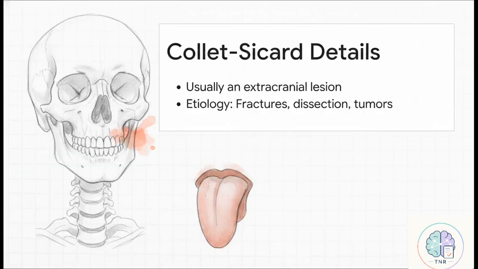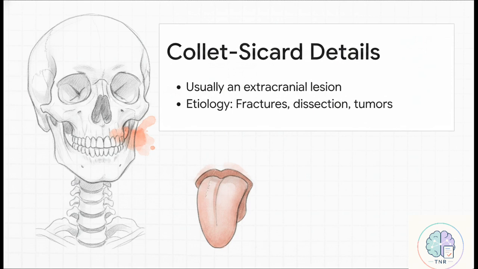Now think about it logically. Where must this lesion be? Collet-Sicard is actually far more likely to occur from a lesion completely outside the skull. Why? Well, because if you had an intracranial lesion large enough to hit nerves 9, 10, 11, and snag the neighboring nerve 12, it would almost certainly cause massive, severe brainstem compression.